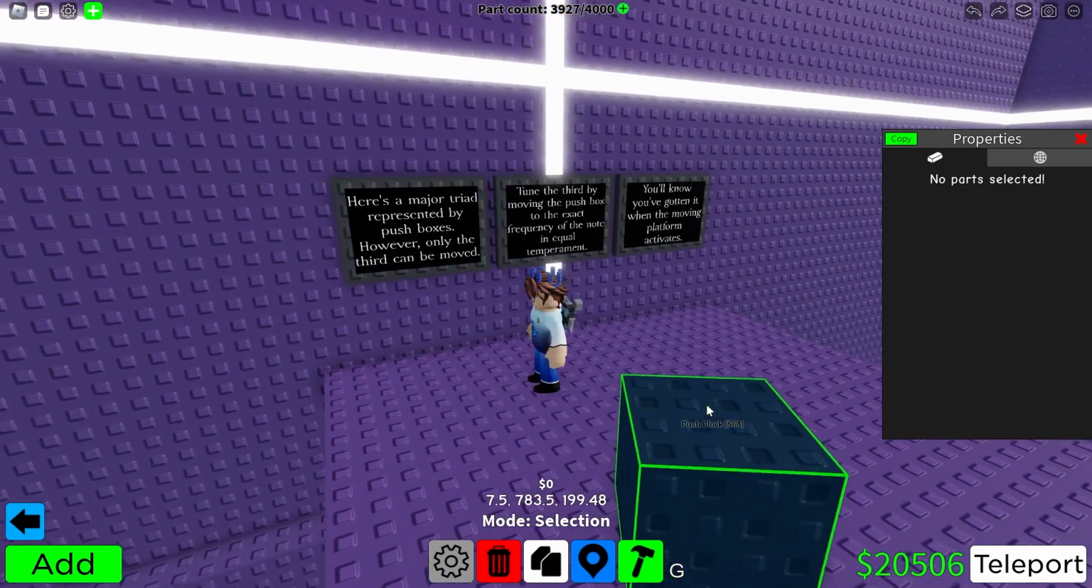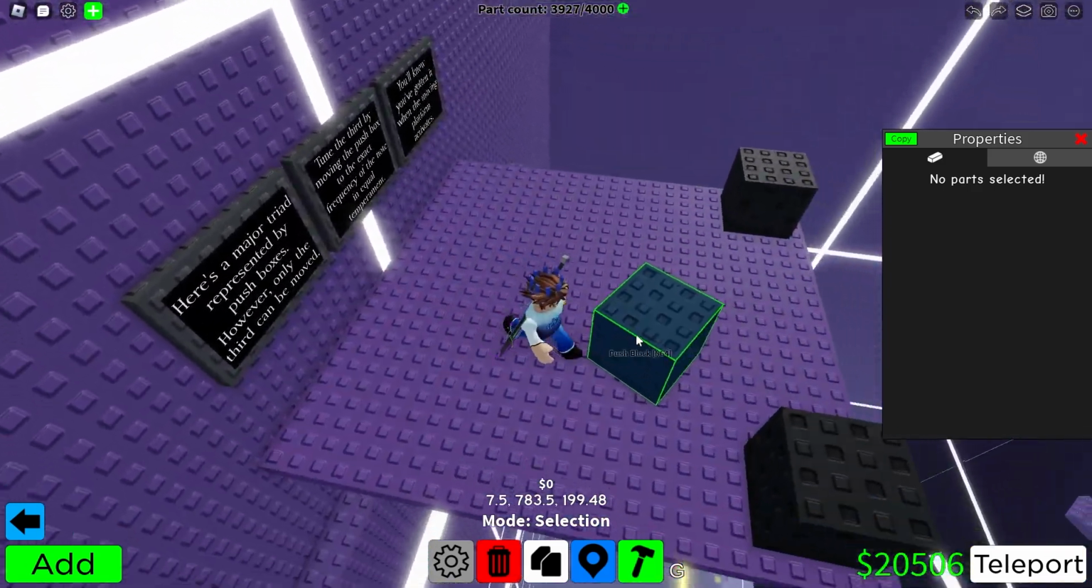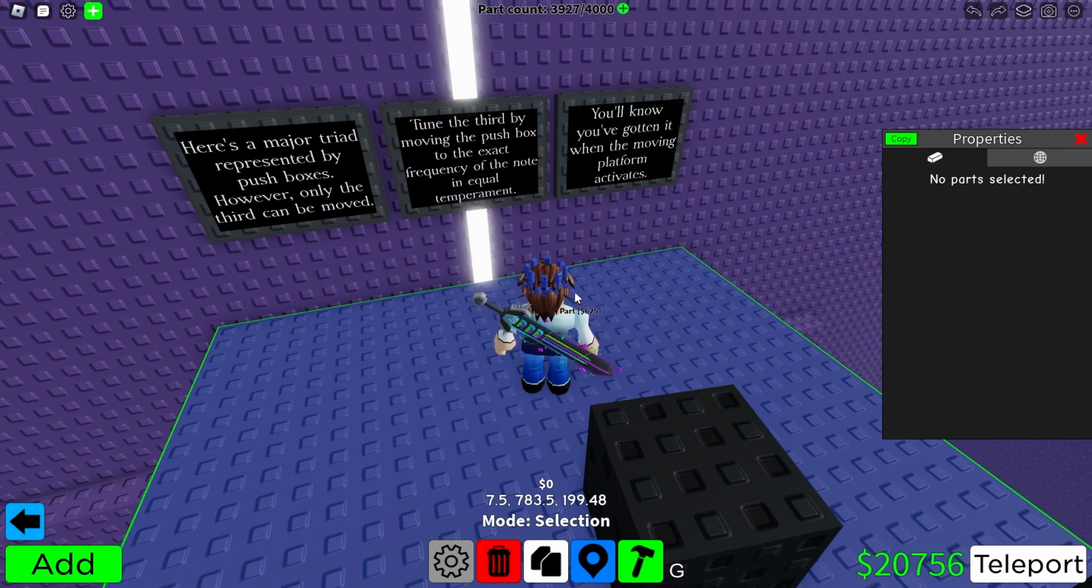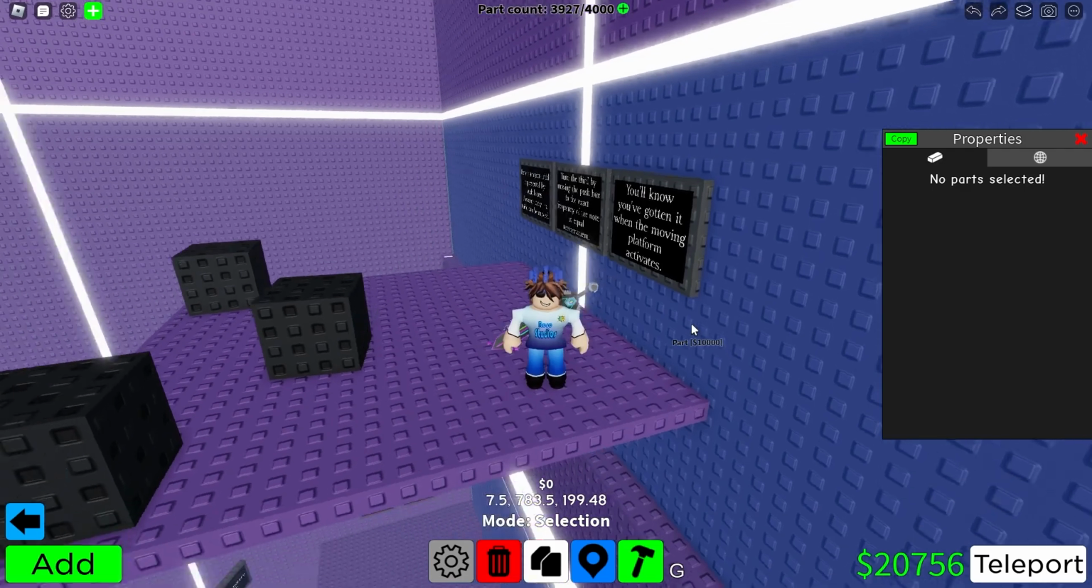Here's a major triad represented by pushboxes. However, only the third can be moved. That would be this one. Tune the third by moving the pushbox to the exact frequency of the note in equal temperament. You'll know you've gotten it when the moving platform activates.